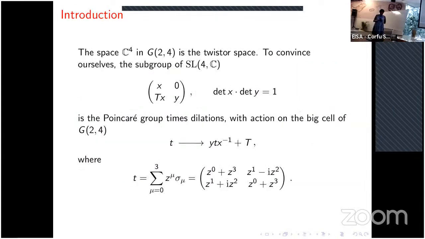So in the non-super case, to convince ourselves that SL4 is the conformal group, here what I have written is the Poincaré group times the dilations. Note that here X and Y should be invertible, and we will have an action on the big cell. I will show you later that the big cell is the Minkowski space, but it is written in this way in terms of the Pauli matrices. And the action of this group on this 2x2 matrix is of this form that reminds us of the action of the Poincaré group.